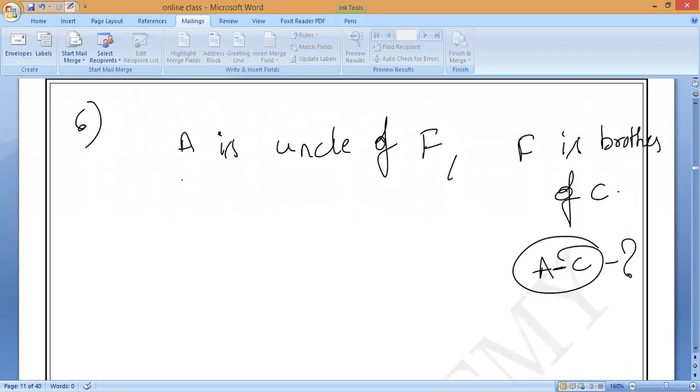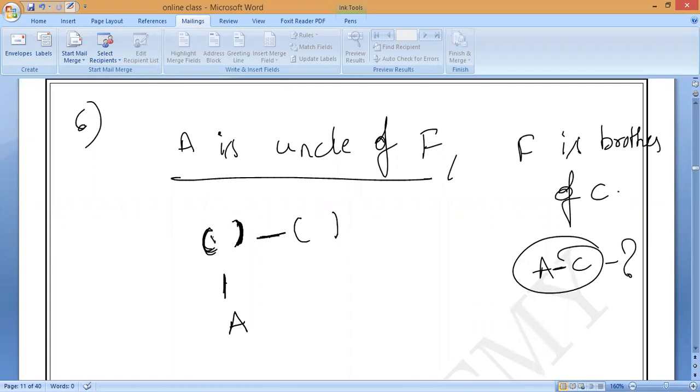A is uncle of F. A has some parents. What is the relation? Parents, vertical line. Same. A is uncle, so your parents' sibling, correct? Your parent's sibling is your uncle. We don't know if it is mother's brother or father's brother. Okay. A has some parents, and A's parent's brother is F.